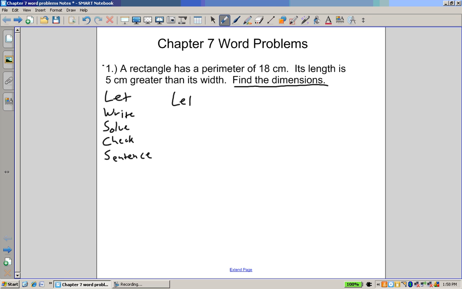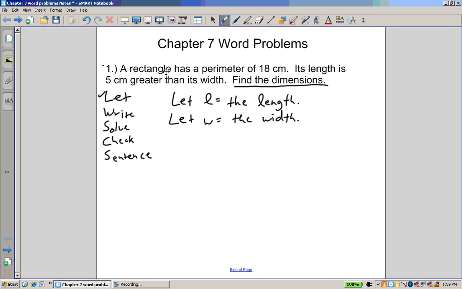So I'm going to say let L equal the length, let W equal the width. And I could be more specific. I could say the length of the rectangle, the width of the rectangle, but for now that will do. So I've defined my variables. Now I want to write an equation, or in this case, two equations, since we're dealing with a system of equations, we're going to deal with at least two equations.